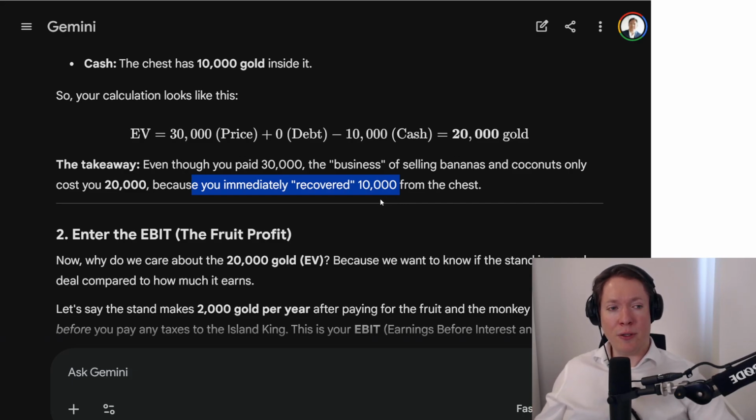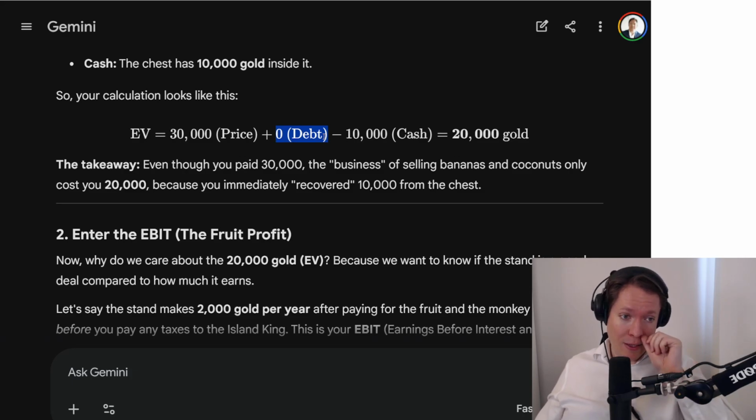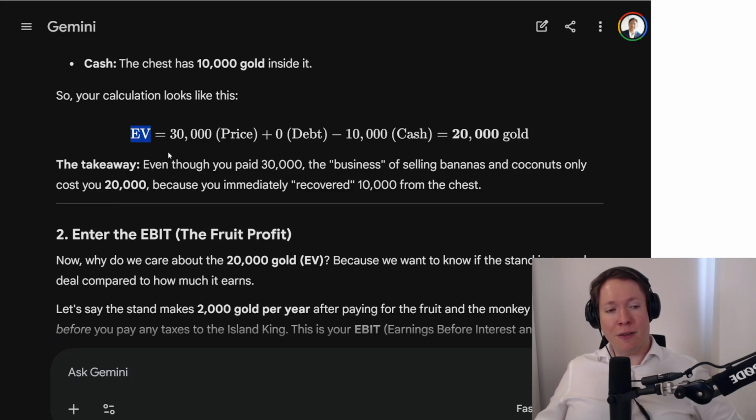And that is important because imagine if you took over this banana stand and you buy the whole thing. And by the way, it's the same thing if you buy just 1% of the business. Because if the pirates were owing 100,000 gold to the settlers on the island, then it would take a long time for us. We would have to sell a lot of bananas and coconuts to cover the debt before we can take out the dividend, right?